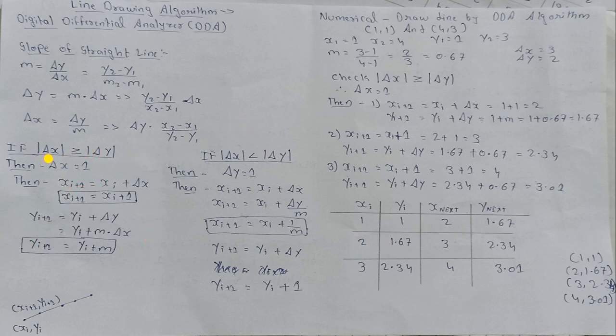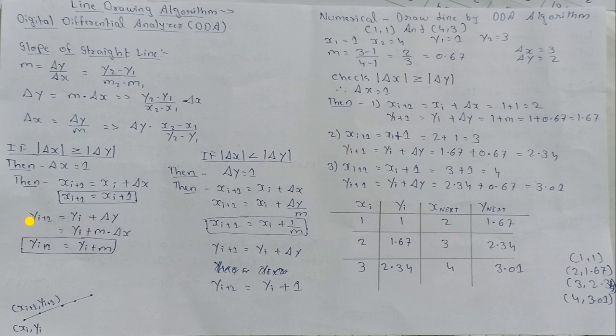Because delta x is greater than delta y, we have to use this formula again. So xi plus 1 equal to xi plus 1, the same formula I have put. Delta x is 1 only, so I have directly put 1 here. What is xi here? 2 is there, 2 I have written here. So plus 1 equal to 3. What is this 3? Xi plus 1, so I have written 3 here.